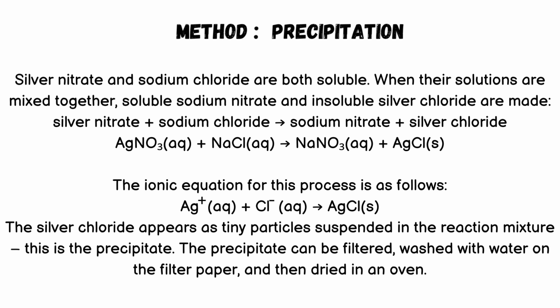Silver nitrate plus sodium chloride gives sodium nitrate plus silver chloride. AgNO3 plus NaCl gives NaNO3 plus AgCl. The ionic equation for this process is as follows: Ag+ plus Cl- gives AgCl. The silver chloride appears as tiny particles suspended in the reaction mixture. This is a precipitate. The precipitate can be filtered, washed with water on the filter paper, and then dried in an oven.